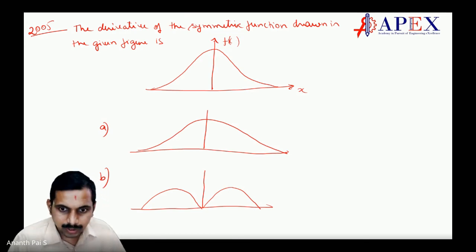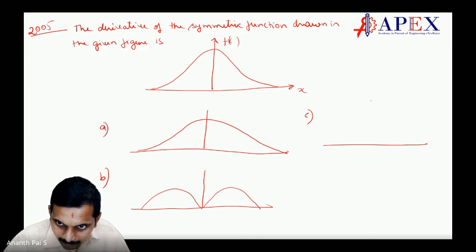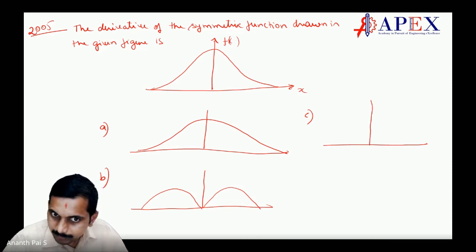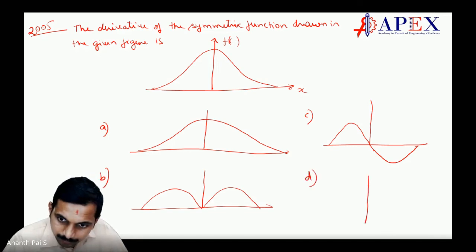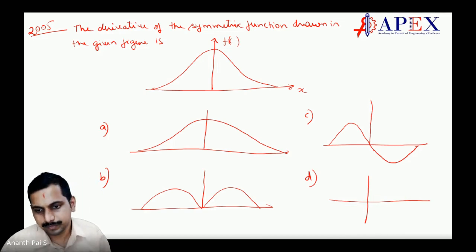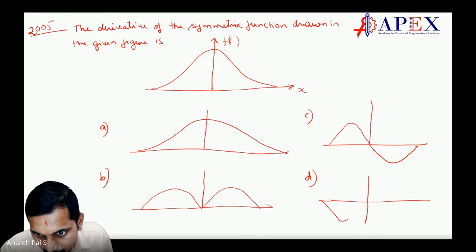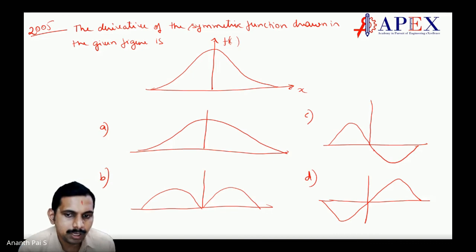This is the second one. Okay, third one, C would be shape only, you take it students. D would be... What would be the answer, students? What is the differentiation? A, B, C, D.